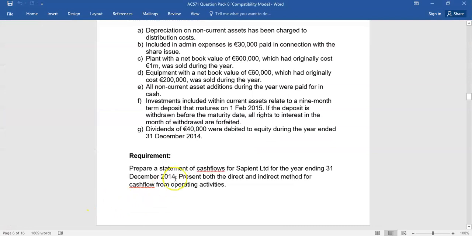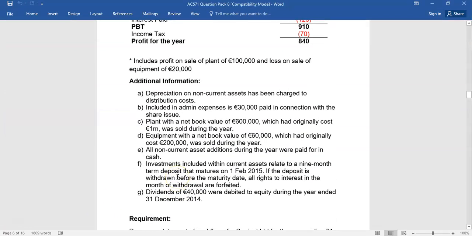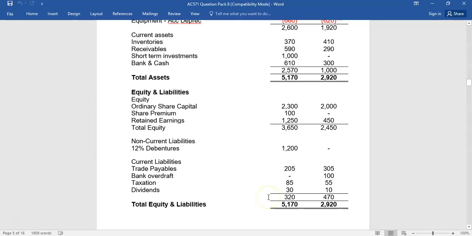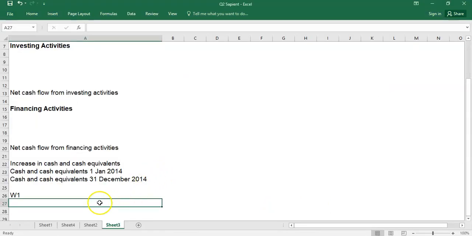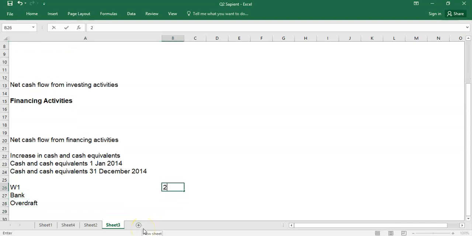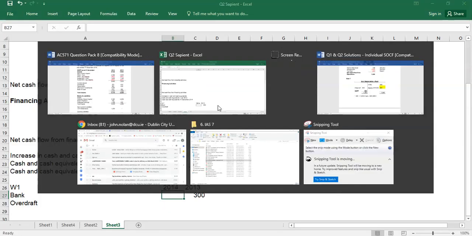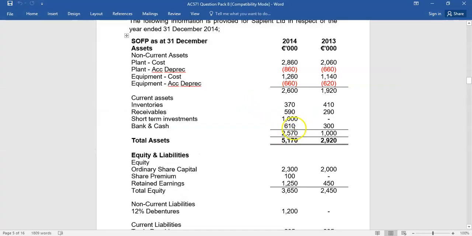Your next starting point then, working 1, is always calculate the answer. Right, what is the movement? Unusual compared to preparing a P&L and balance sheet, you actually know the answer before you start here, because we're looking at what's the movement in cash and cash equivalents from 2013 to 2014. And if we look at cash, or we look at bank, and we look at overdraft, because remember an overdraft is a cash equivalent as well, for 2014 and 2013. So in 2013, in your bank and cash, you had 300, and in 2014, you had 610. So they're given directly in the question here.